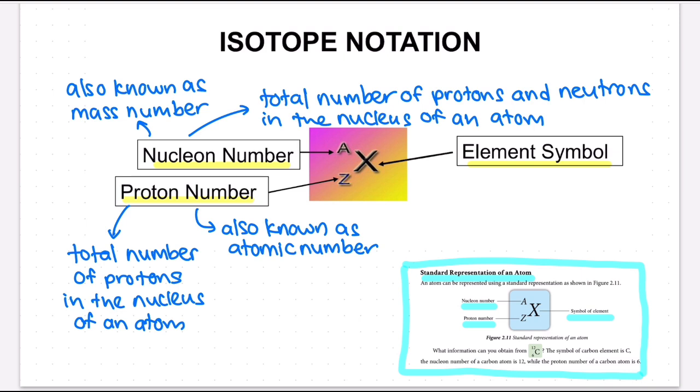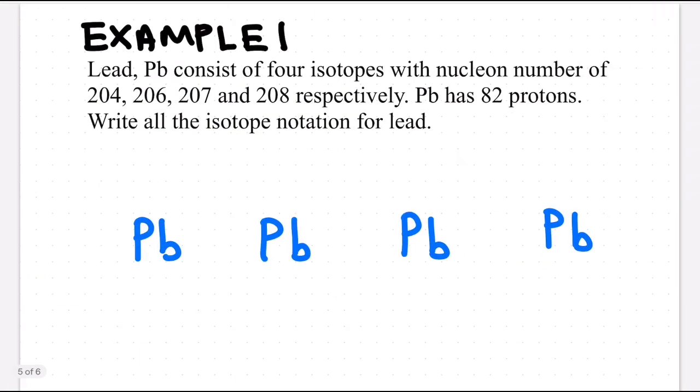So let's recap some definitions. Nuclear number is the total number of protons and neutrons in the nucleus of an atom, also known as mass number. Proton number is the total number of protons in the nucleus of an atom. This is known as atomic number. So let's apply it in a question.